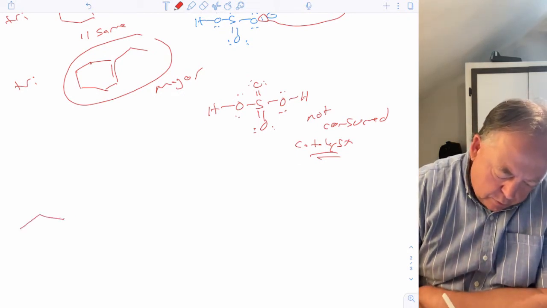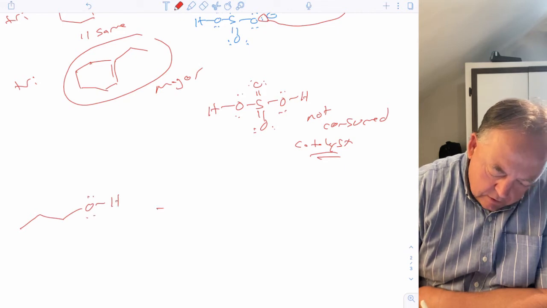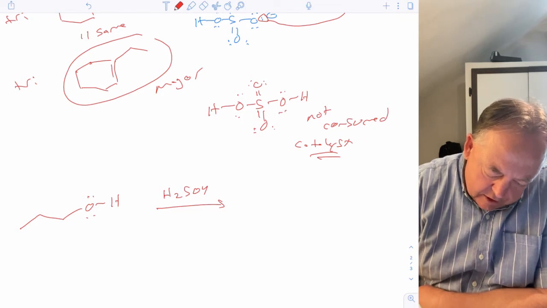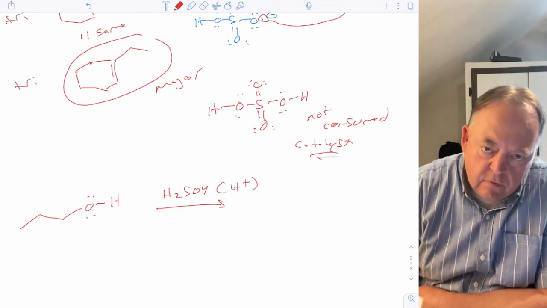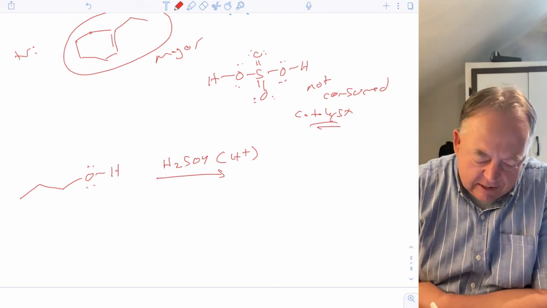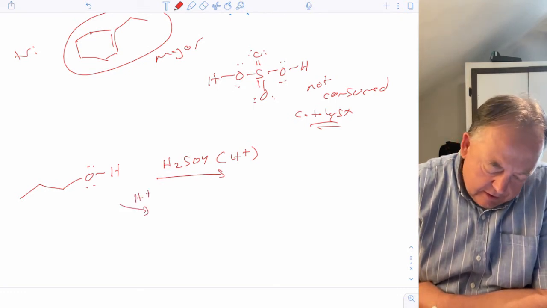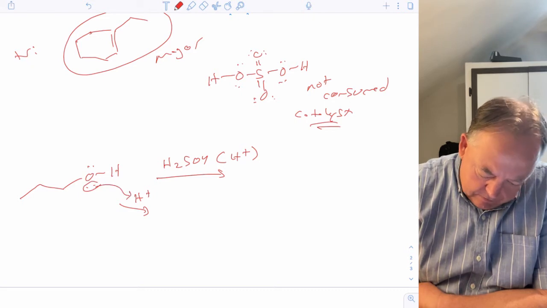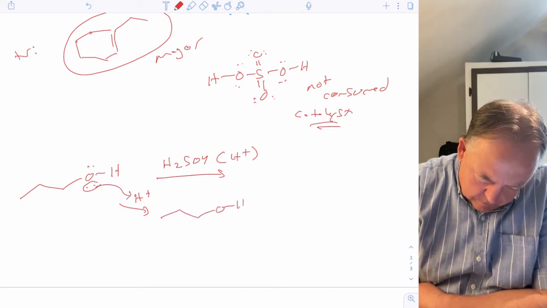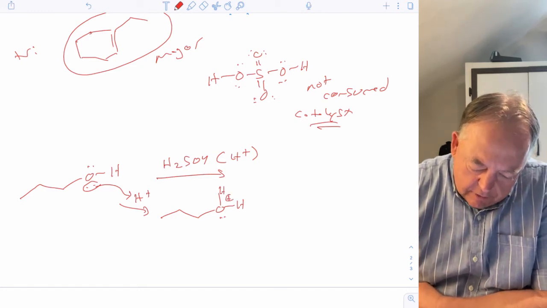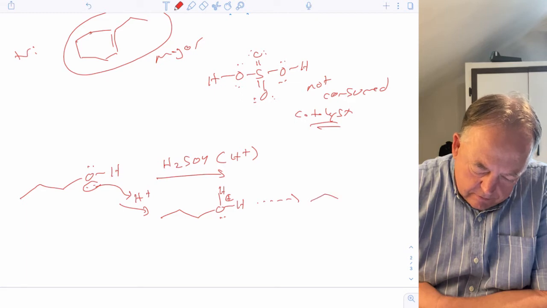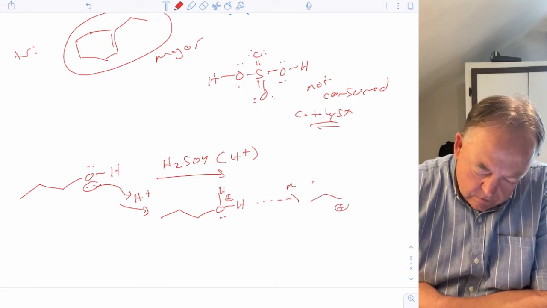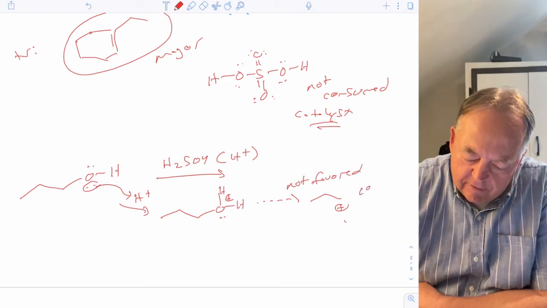So what if your alcohol is primary with H2SO4? So just to make drawing this mechanism simpler, we'll just consider H2SO4 as H+. So this is going to protonate to make a water molecule, but this is not favored, because it's a primary carbocation and very unstable.